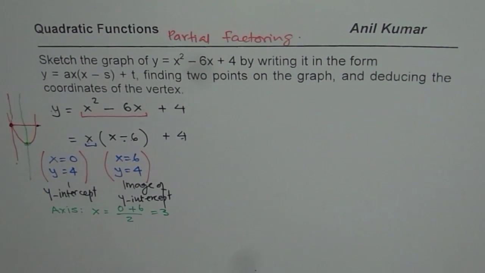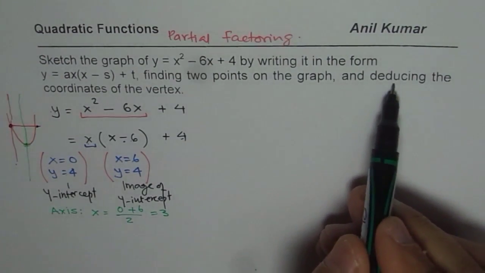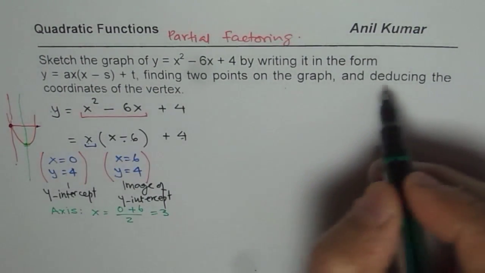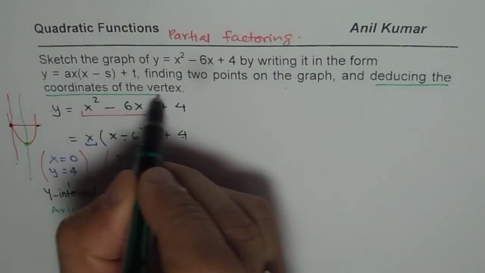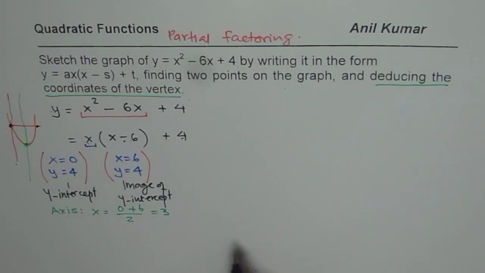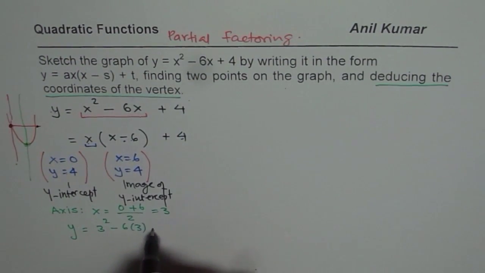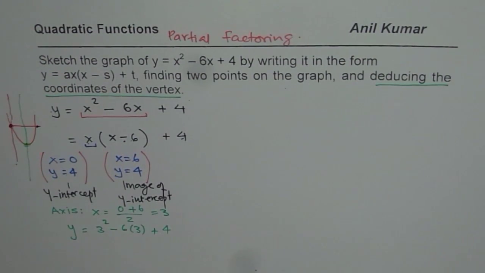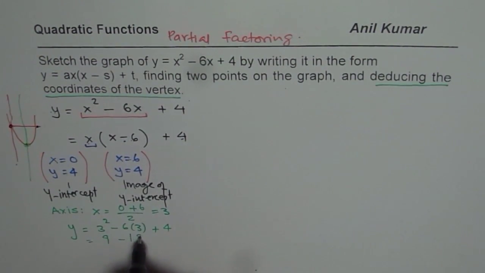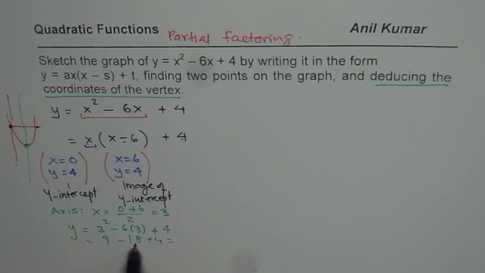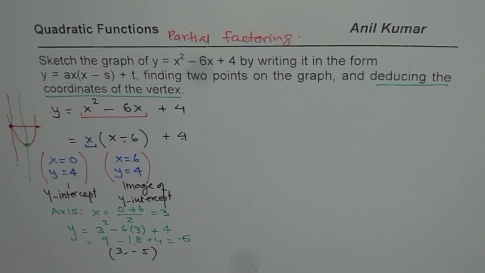Now on the axis, we'll have the vertex. That is why it says, and deducing the coordinates of the vertex. That means substitute 3 here and find the value of y. So we get y equals 3 squared minus 6 times 3 plus 4. You can use the calculator. 9 minus 18 plus 4, right? So it is minus 9 plus 4, which gives you minus 5. So the coordinates of the vertex are, at 3 we have the value minus 5. Now all these points can help us to sketch the parabola.